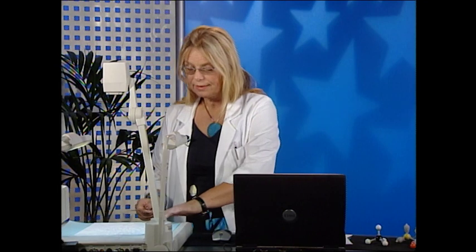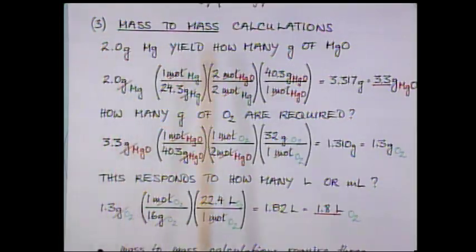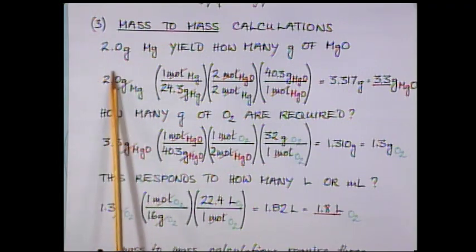Now comes the most complex problem, and that is mass-to-mass calculations. So we have to get from mass to moles, molar ratio, another molar ratio to mass of the required substance that we want to know about. 2.0 grams magnesium yield how many grams of magnesium oxide? So this is obviously a mass-to-mass conversion or calculation. What is given? 2.0 grams magnesium are given, so they are written right up front.